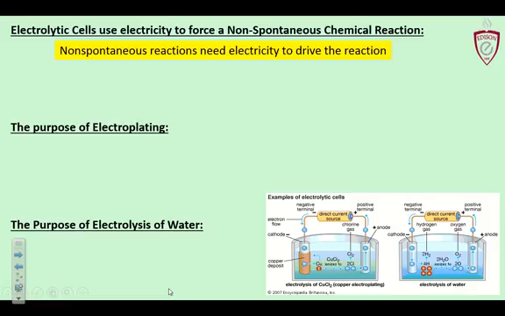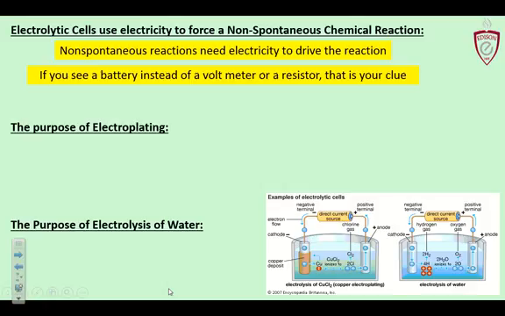needs electricity. So, I'm looking for batteries. You need a battery there to make it go. In these pictures, it shows a direct current source. So that's kind of like a definition for a battery. Basically, where the voltmeter was or where the light bulb was, there's going to be a battery now. There's your first clue that I'm dealing with an electrolytic cell versus a voltaic cell.